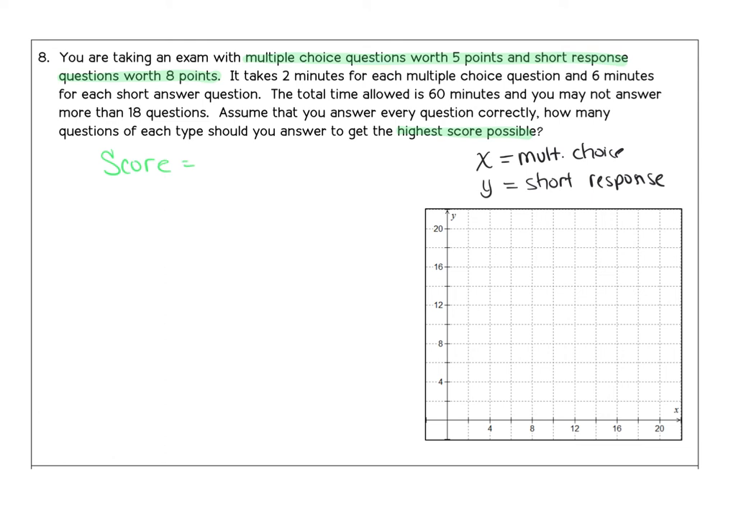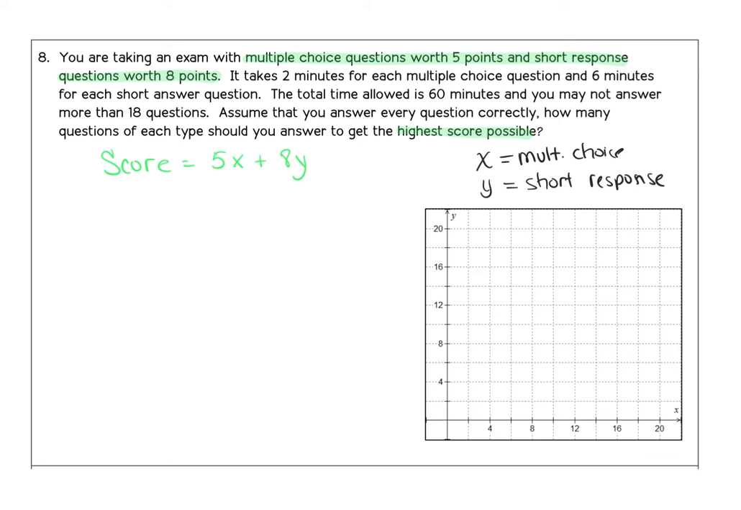And then I would take those variables and say, how much is each multiple choice worth? 5, so 5x. How much is each short response worth? 8, so 8y. There we go. I have an objective function. They give me some limitations.